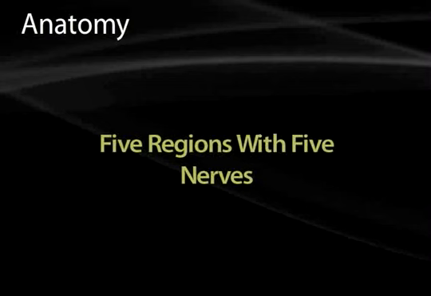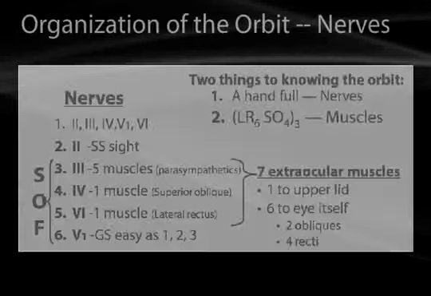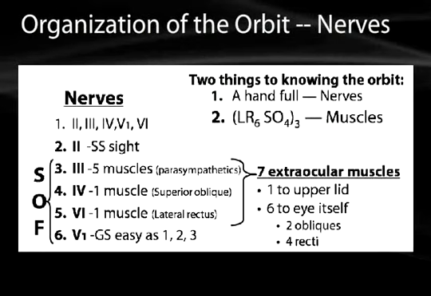This last segment of the head and neck, we're going to be looking at the 5 regions, each of which have 5 nerves to distribute to them. Let's get started. First of all, we'll start with the orbit. We've done a little bit on the orbit already, but let's look at some of the organization of the orbit and look at how these nerves are distributing.